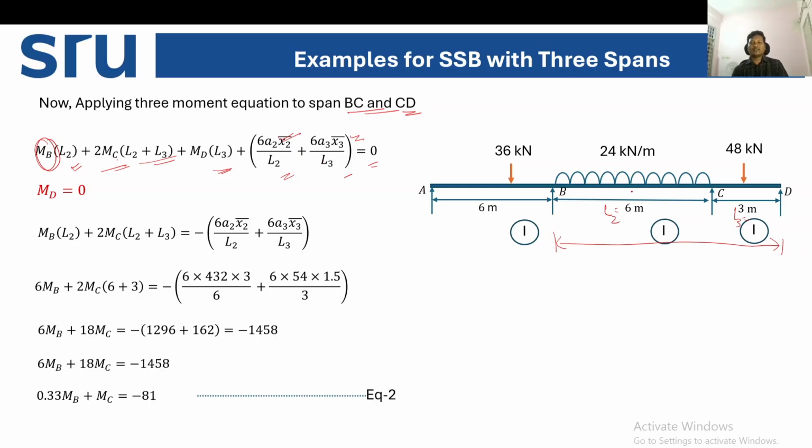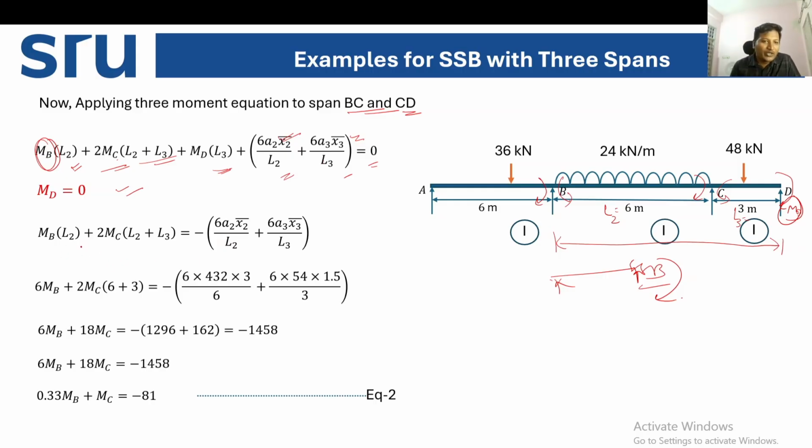In that case, each moment will be 0. Now see which one is intermediate support. If B is an intermediate support, there will be some moments developed. C is also an intermediate support. The only end support is D. So MD can be 0, because if the end support is simply supported, then the moment at the end support will be 0. So you can consider here MD is equal to 0. Okay.